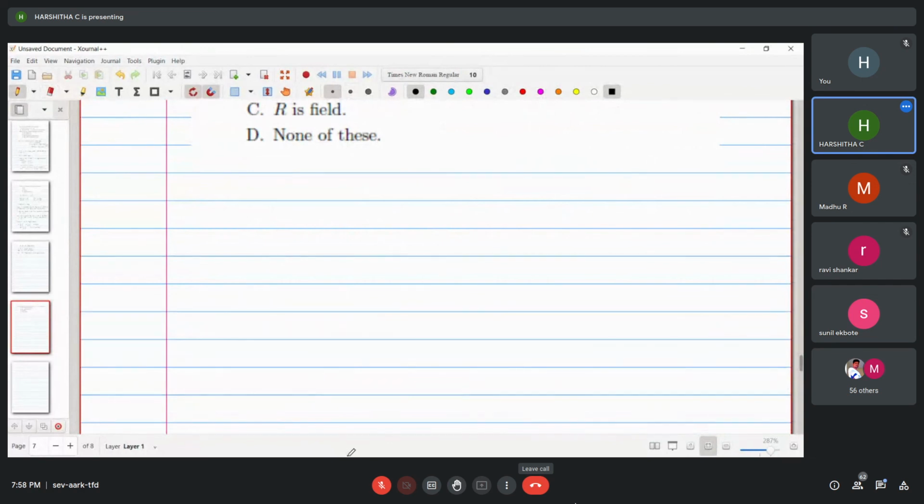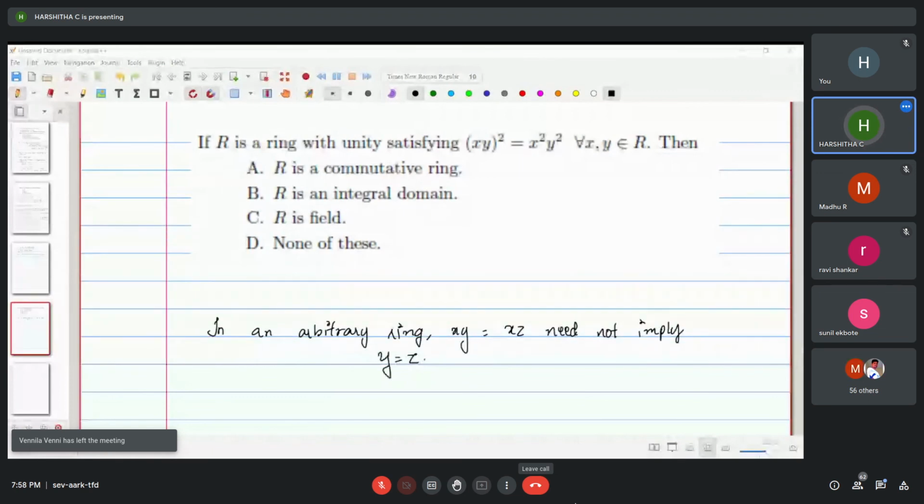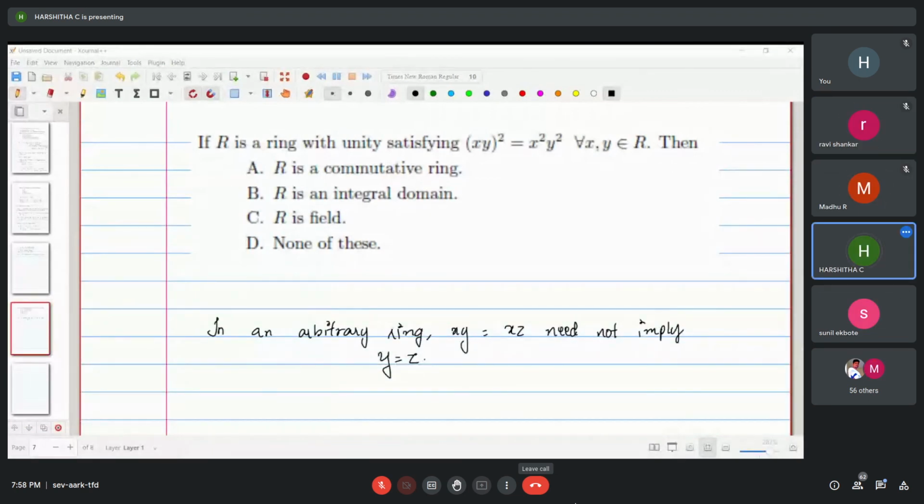So in an arbitrary ring, xy equal to xz need not imply y equal to z. We use this in the problem that we were solving. So can you think?